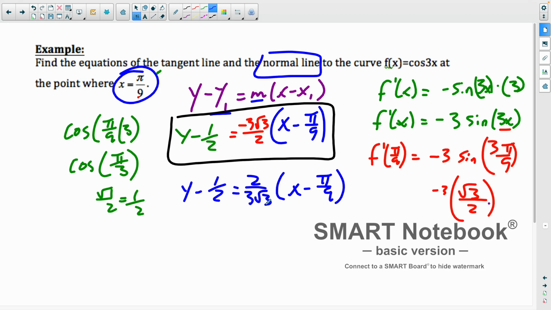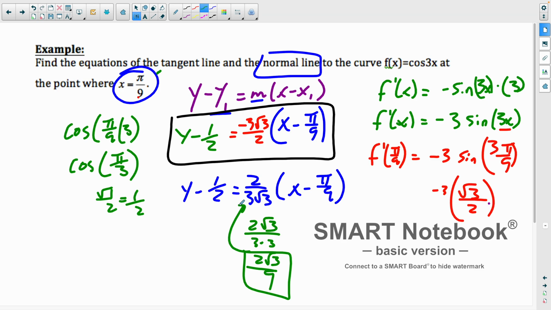Probably don't want to leave it that way. I'd go in and multiply by square root of 3 over square root of 3. And so if I did that, I'd get 2 square roots of 3 over, I'd have 3 times 3, which would be 2 square roots of 3 over 9. So that would probably be a better slope than that. That's the same idea, but it's there. Okay? So we're applying a concept that we talked about previously, but now we know a little bit more about derivatives of sines and cosines.